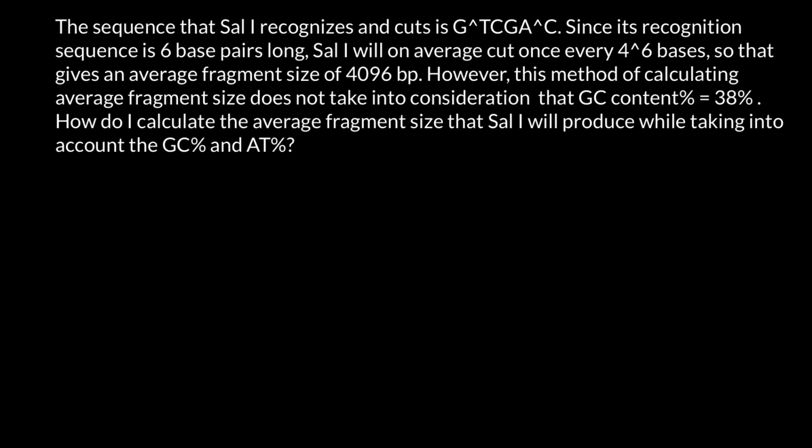38%. How do I calculate the average fragment size that the enzyme will produce while taking into account the GC content and AT content percentages? So, first of all, how we got this fragment size of 4096 base pairs.